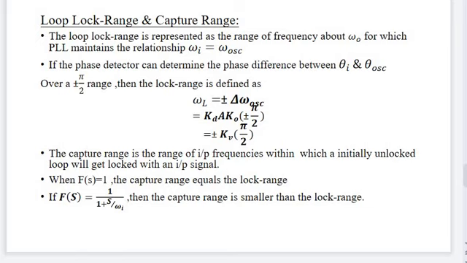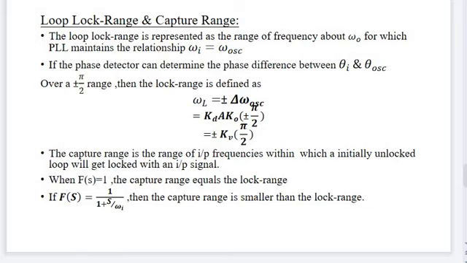Then the lock-in range is defined as ωL equal to plus or minus Δω oscillation, which is equal to Kd·A·K0 times plus or minus π/2, which is equal to plus or minus Kv·π/2. The capture range is the range of input frequency within which an initially unlocked loop will get locked with the input signal. When F(s) is equal to 1, the capture range equals the lock-in range.